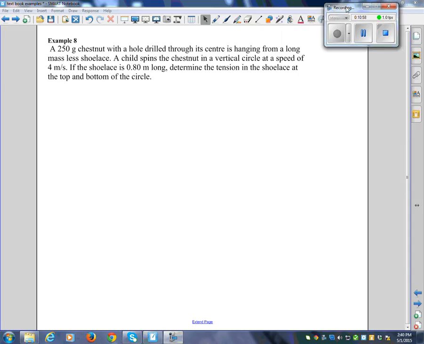Okay, here's another one, and then I'll be done. A 250-gram chestnut with a hole drilled through its center. I don't know why chestnut, but I guess. It's hanging from a long massless shoelace. Maybe it's being roasted over an open fire. What do I mean by a massless shoelace? The string's nothing to do with math. Yeah, we're not going to worry about the mass of the string. A child spins the chestnut in a vertical circle at a speed of 4 meters per second. If the shoelace is 0.8 meters long, determine the tension in the shoelace at the top and bottom of the circle. We've done these kind of questions already, haven't we?